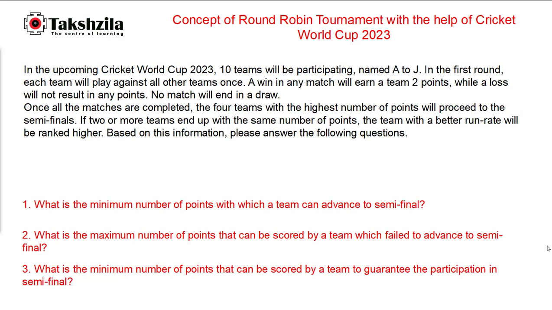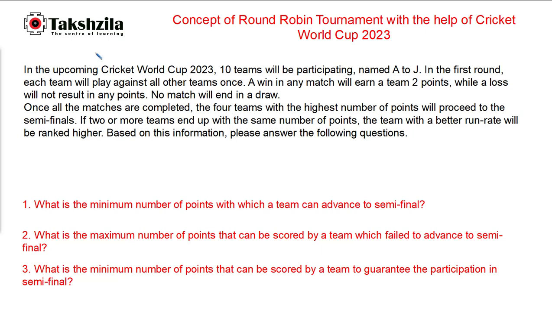A win in any match will earn a team 2 points, while a loss will not result in any points. Also, it is given that no match will end in a draw. Once all the matches are completed, the 4 teams with the highest number of points will proceed to the semi-finals. If 2 or more teams end up with the same number of points, a team with a better run rate will be ranked higher. Based on this information, answer the following questions.